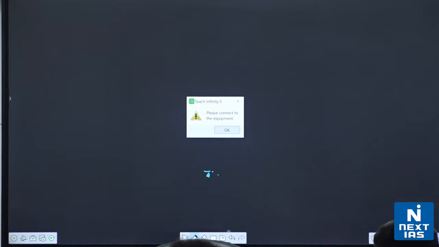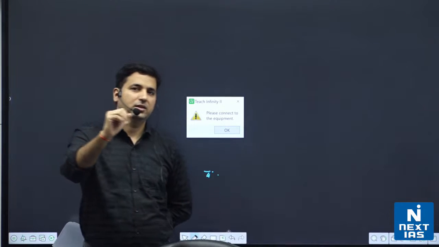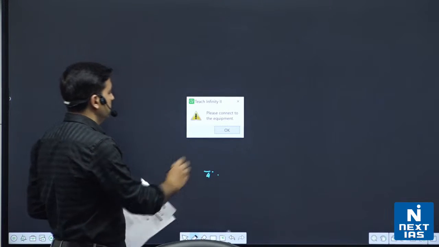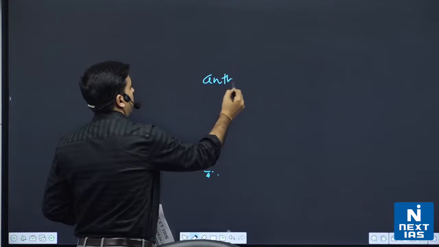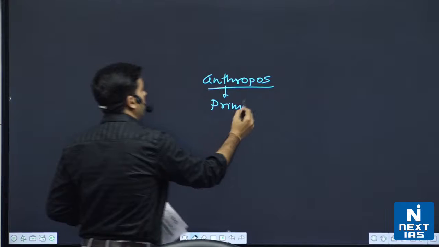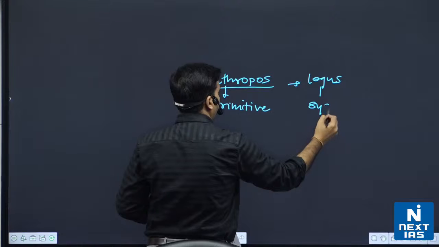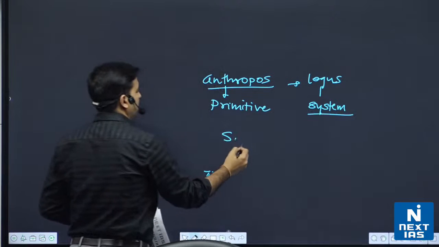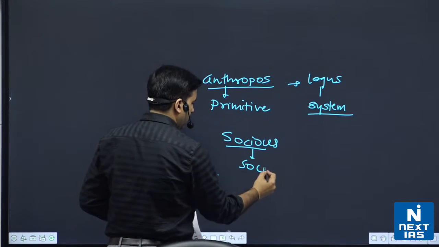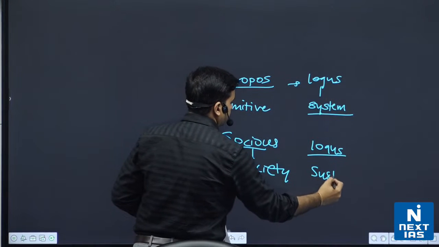Difference between anthropology and sociology. The difference is just this much, कि anthropology is more focused on primitive society. Anthropology: anthropos मतलब primitive man, जहाँ से निकला है, and logos मतलब study. So logos मतलब systematic study, and sociology में socio is derived from socius, that means society, and logos means systematic study.